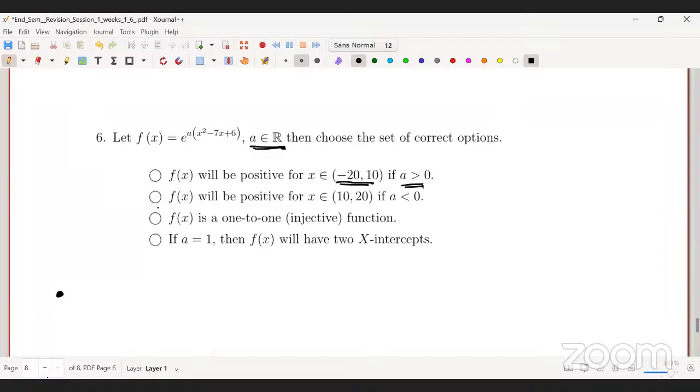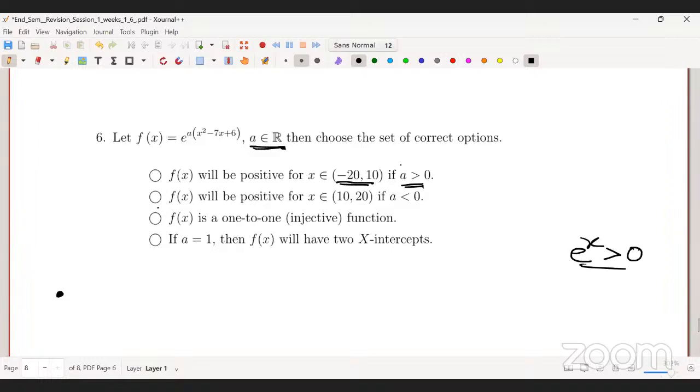Yes, sir, it is positive. Sorry? Someone was saying something. Yeah, whatever you said, it's correct. Can you repeat? Sir, it will be positive, I think. No. The range of e power x is always greater than 0. E power x is always positive.